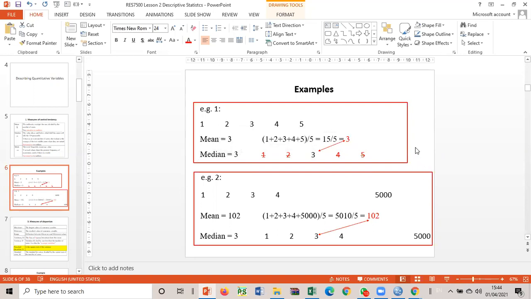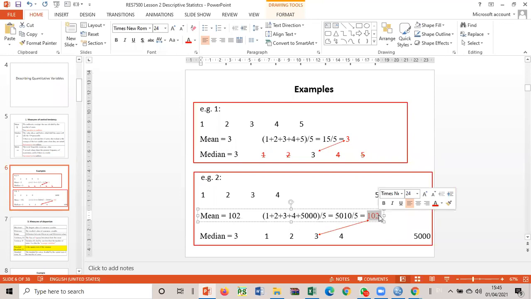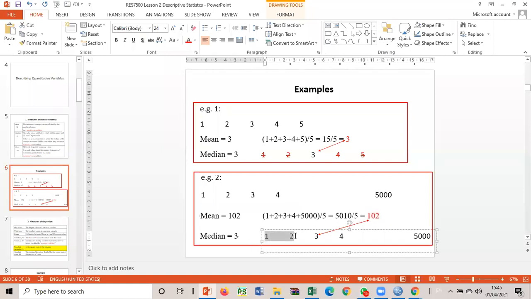All right. Next example. The data is 1, 2, 3, 4, and 5,000. So what's the mean? We add all these values and divide by 5, which is 102. Is that right? Yes. What's the median? Median again, slash this side, slash these two, and slash these two. Is it still 3? Yes.